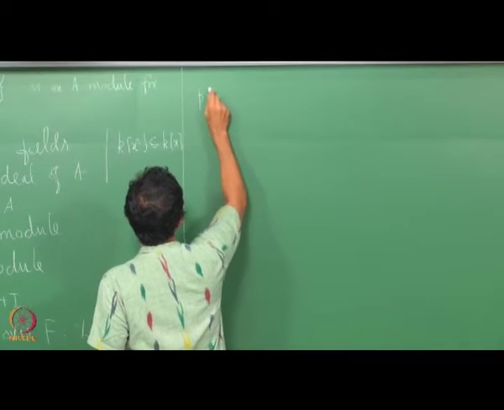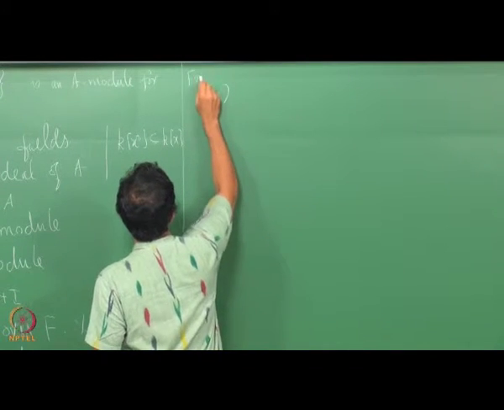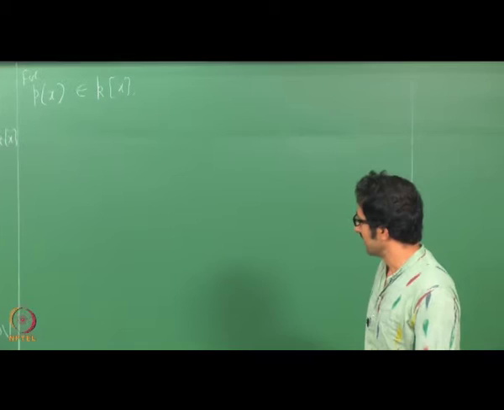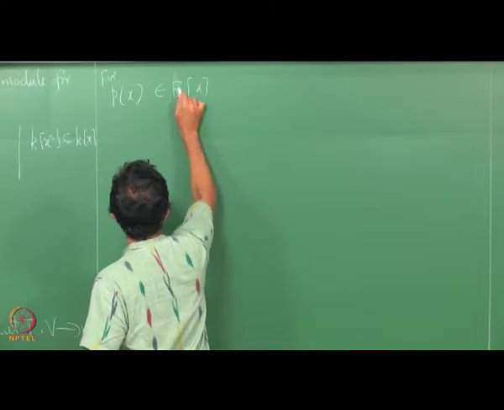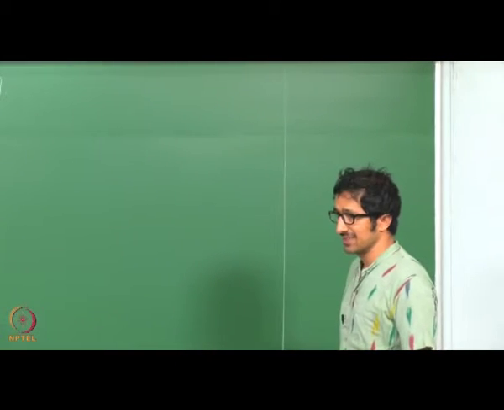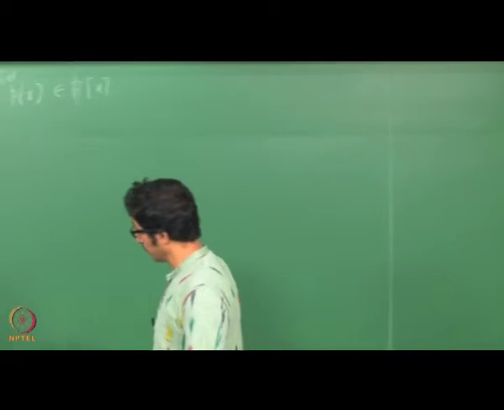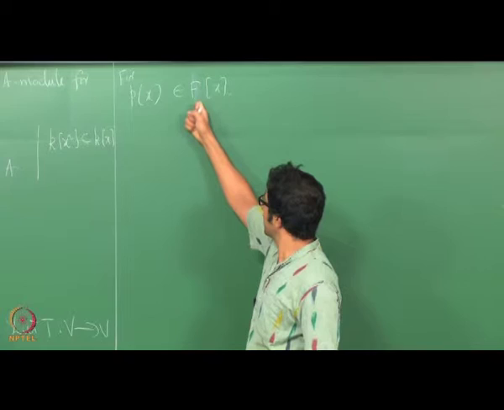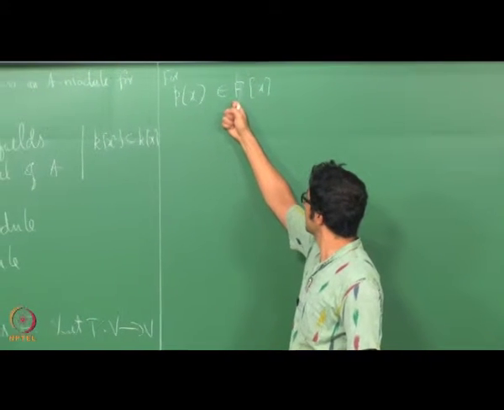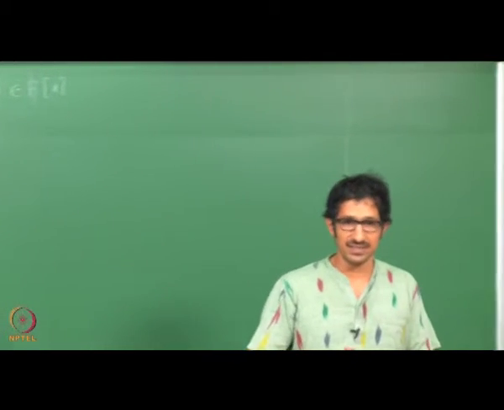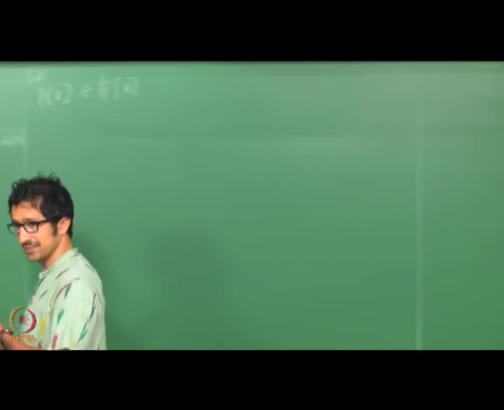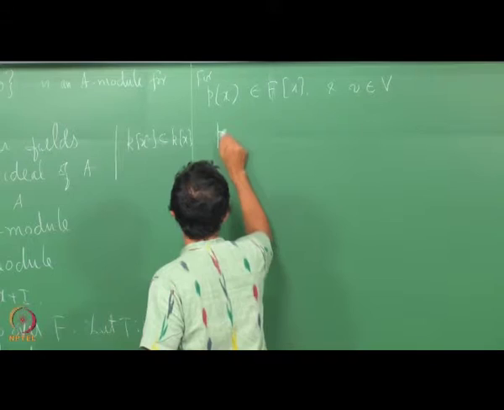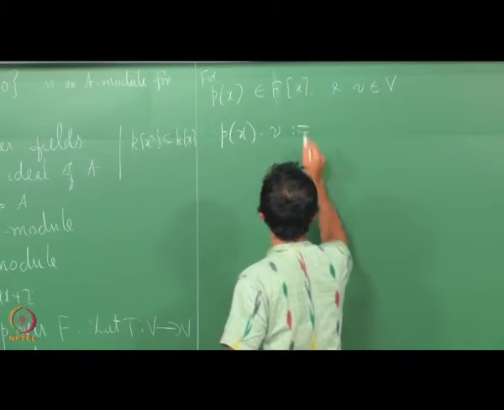So, take a polynomial P of x in F[x]. But we already said that a vector space is a module over a field. Now, what we are going to do is define a module structure for V over this polynomial ring. I have to define a multiplication. Can you think of a multiplication here? So, for a v in V, can you think of a definition for this?